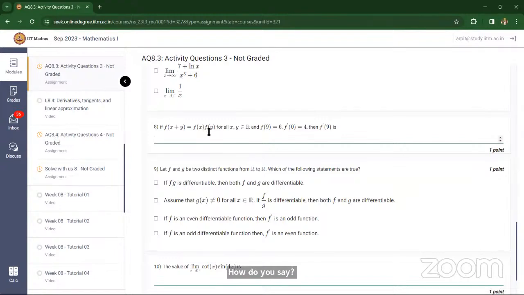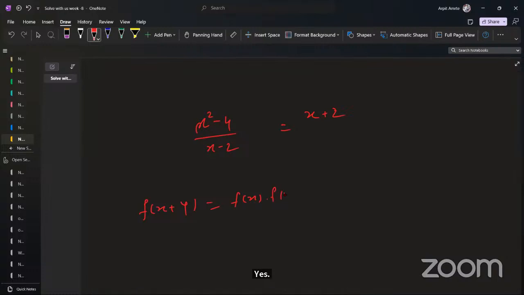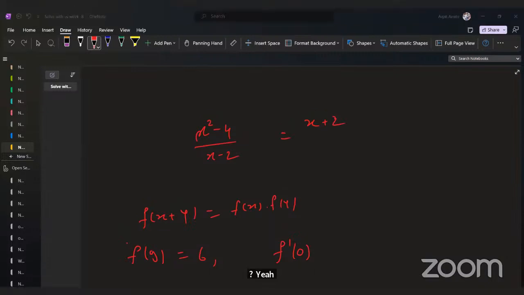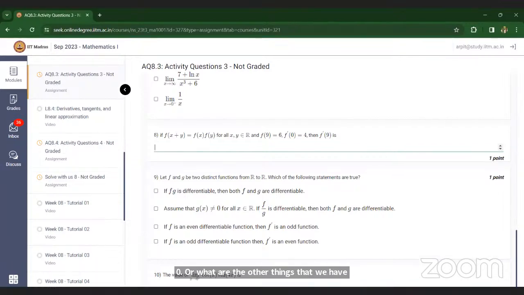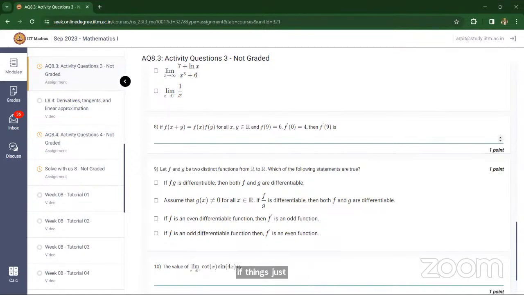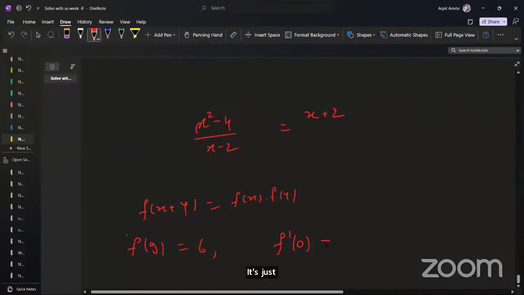F(4) into f(5), f(5) is equal to 6. What you have is f(x+y) = f(x)·f(y). The value given is f(9) = 6, and f'(0) = 4. And you need to find f'(9). You have to find f'(9), right?